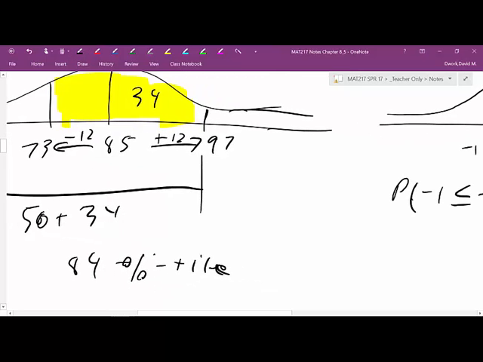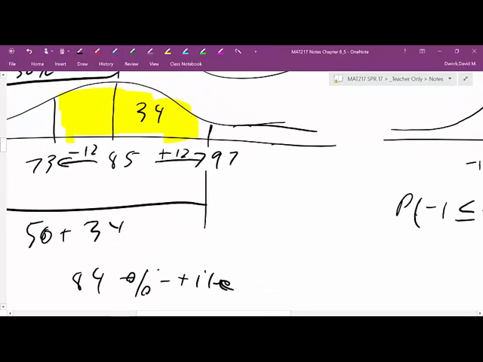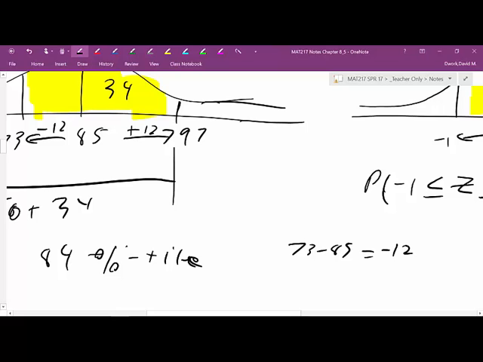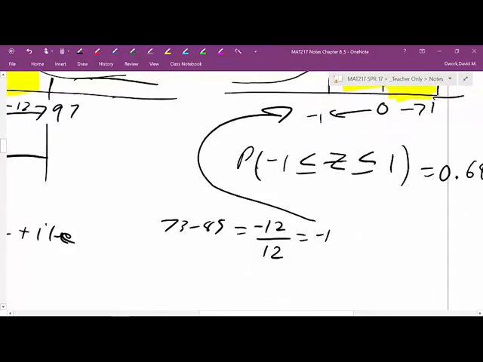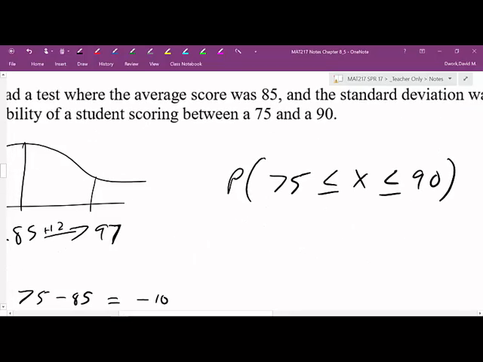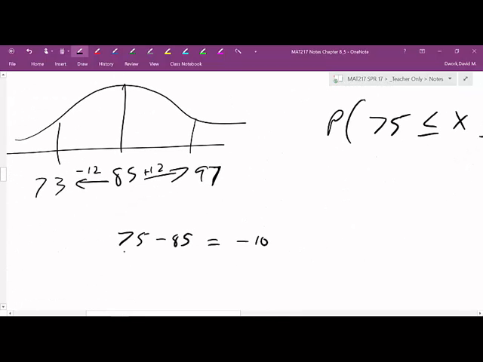73, if we went one standard deviation down, the distance between 73 and 85 was negative 12, and that's one standard deviation. So I'm saying break that up into groups of 12. Because 12 divided by 12 makes negative 1, which was our one standard deviation away. Same idea here: how far away am I? Take that and break it up into groups of our standard deviation. So this would be negative 10 divided by 12.